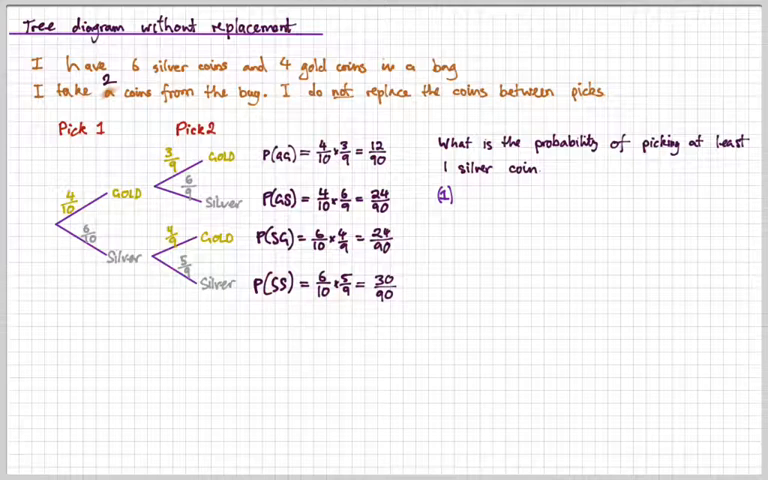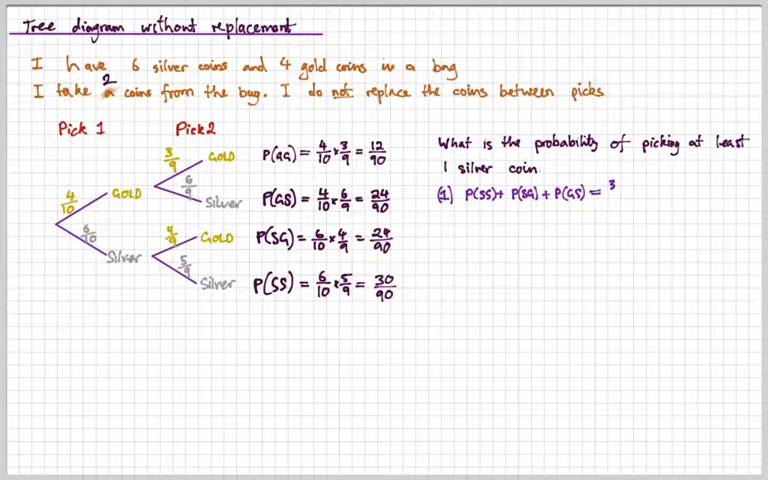You should maybe pause the video and try and answer this. So at least 1 silver coin. We could have got the probability of picking 2 silver coins, or the probability of picking a silver coin and then a gold coin, and finally, the probability of picking a gold coin and then a silver coin. These are the 3 options. So we just look at our tree diagram. We've already worked out all these probabilities.